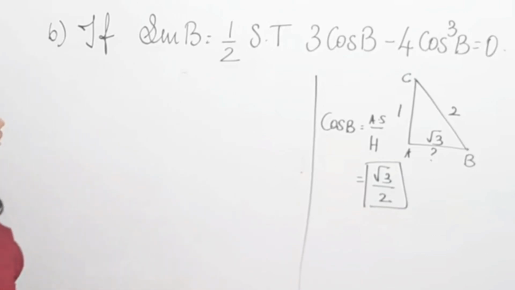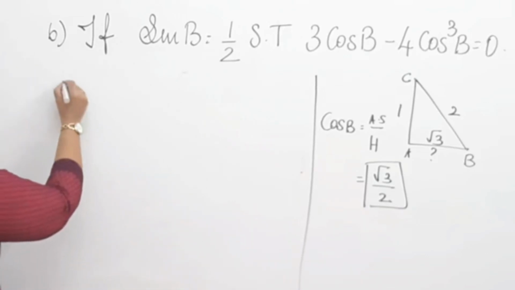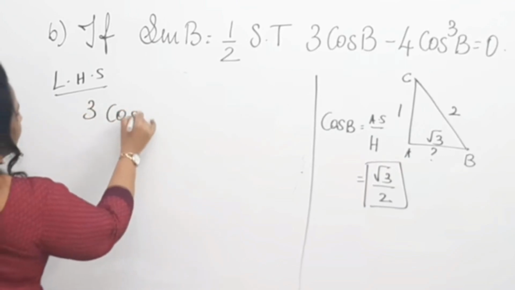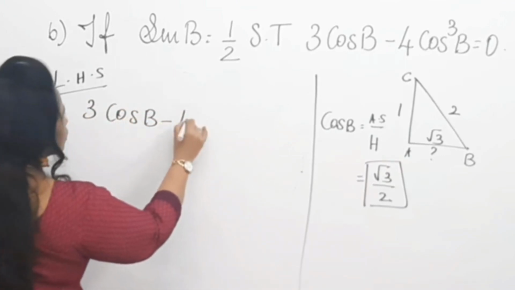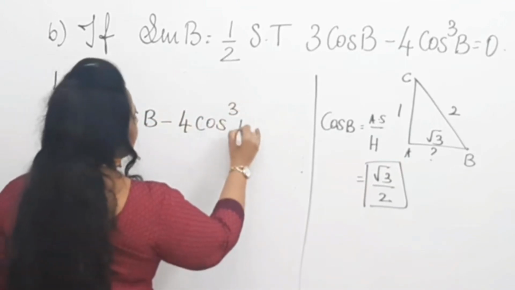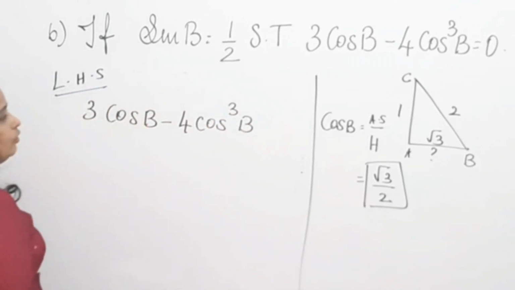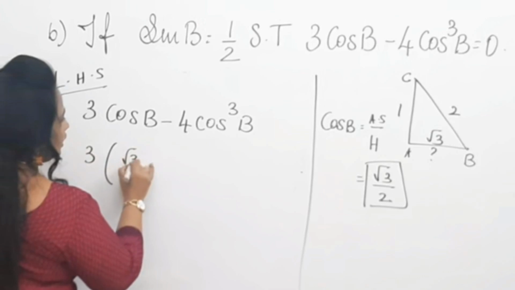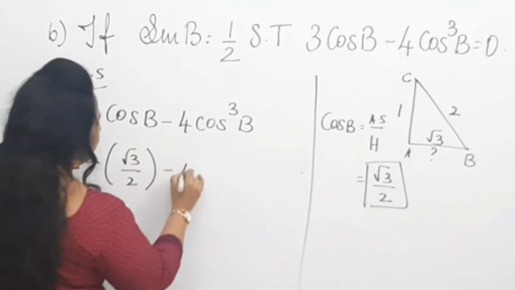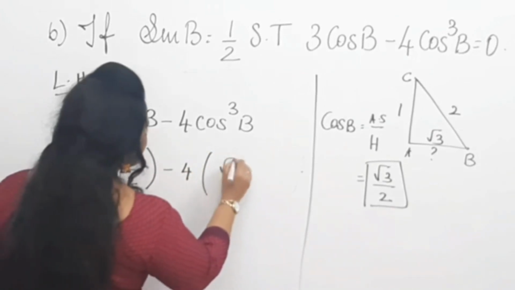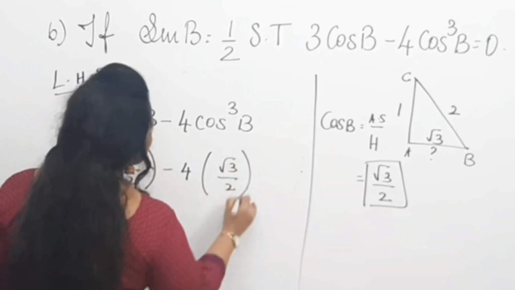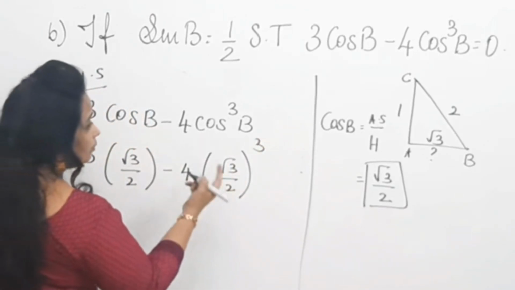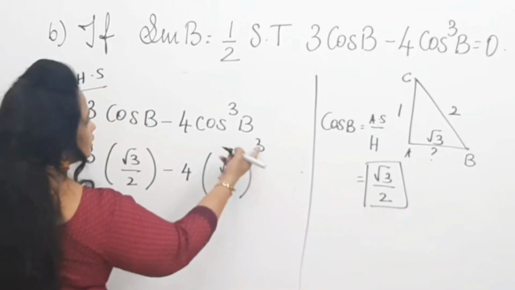So the equation is 3 cos B, LHS: 3 cos B minus 4 cos cube B. I have to find it as 0. So 3 into cos B is root 3 by 2, minus 4 into cos B is root 3 by 2, the whole cube. Now don't cut immediately. This has to be taken cube.